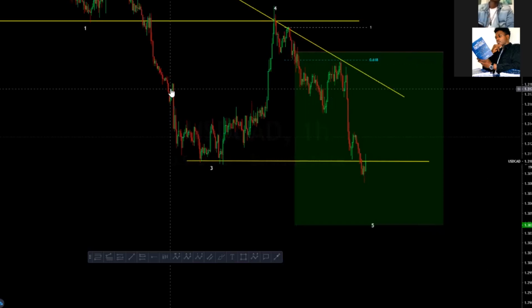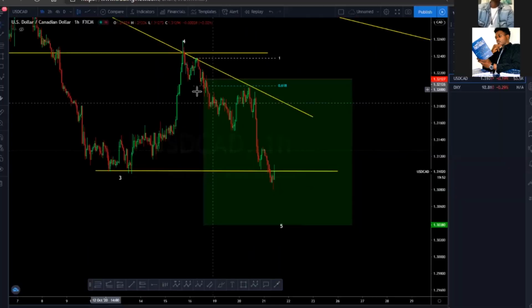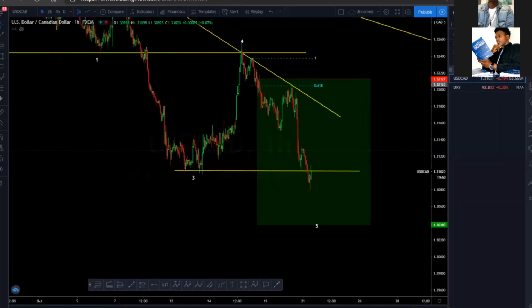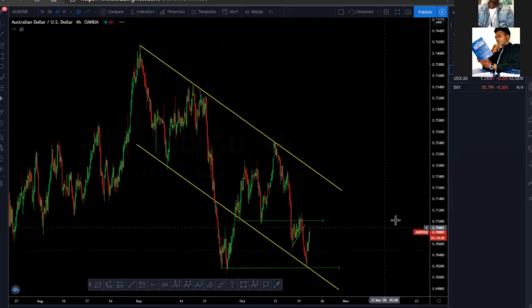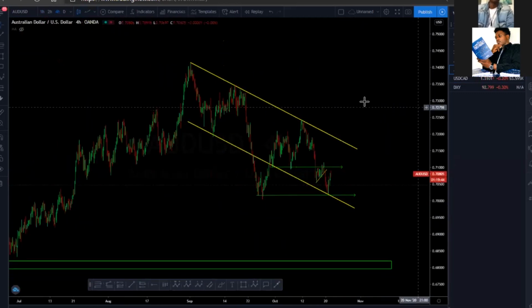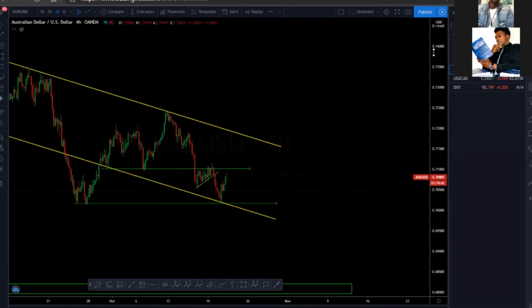So that's the trade I have running on this one. I've locked in profit, so it's a risk-free trade. If I go to USD Aussie dollar, also a good pair that has been forming good patterns of late. So this is the 4-hour chart.